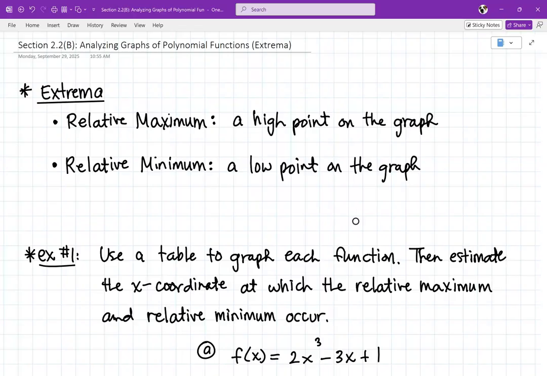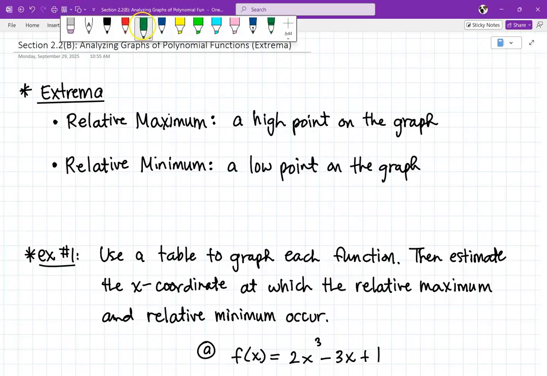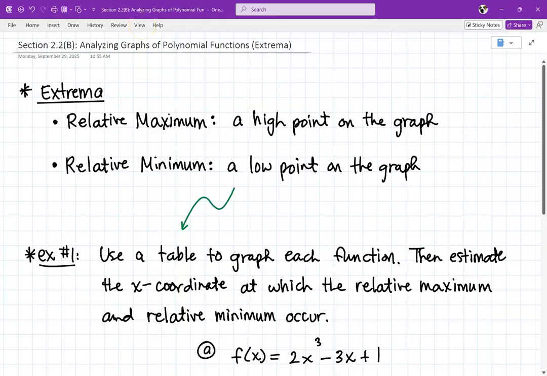So what are extrema? For us, extremas come in different classifications. There can be absolute extrema, relative extrema, conditional as well. We're only going to deal with the relative. Relative extrema means you can have more than one. So just to draw a little simple picture here, something like this.